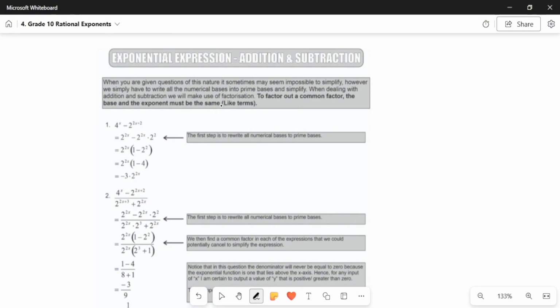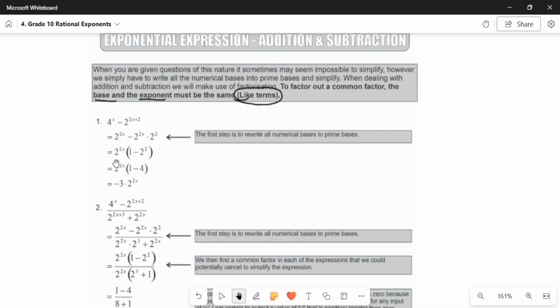How do we factorize? Using HCF. But in terms of exponents, it means that we have the same base and the same exponents. That's exactly what we call a like term under the algebraic expressions course. If the base and the exponent are the same, then we have a like term. So that's how we take out our HCF.